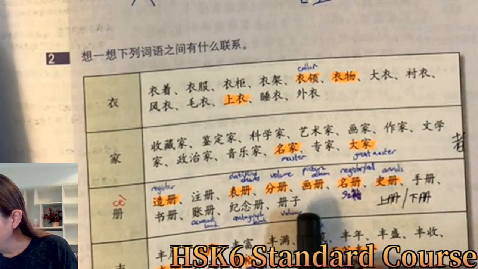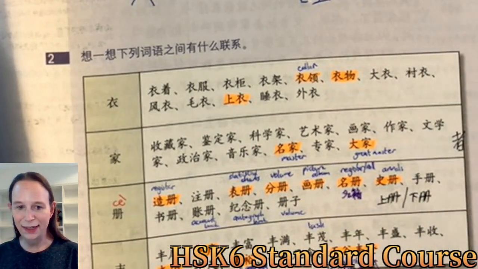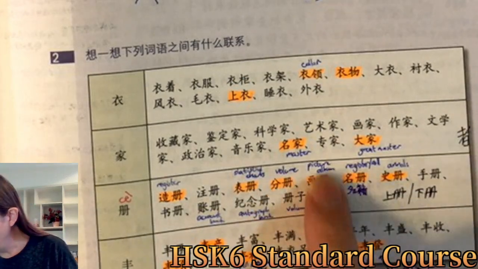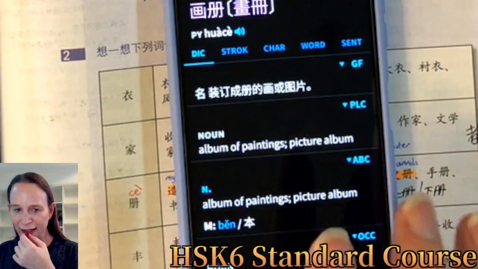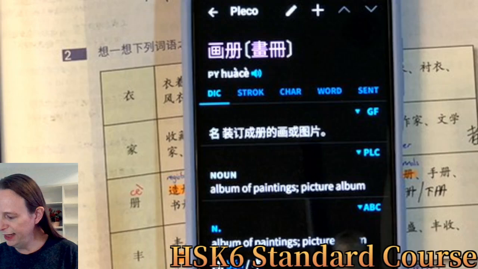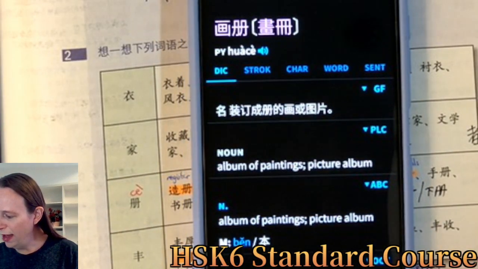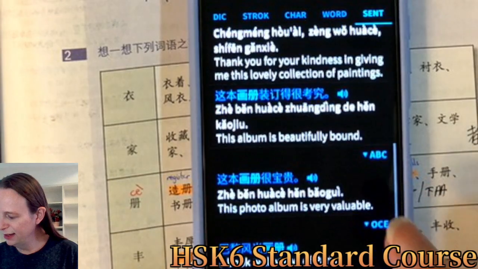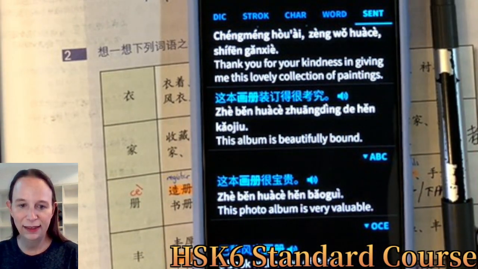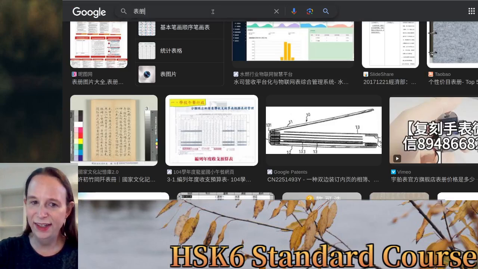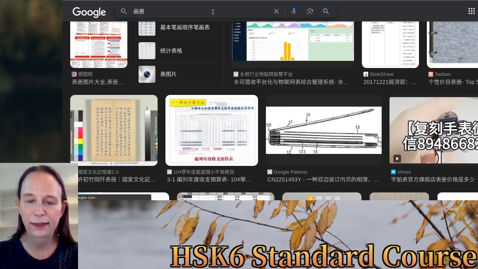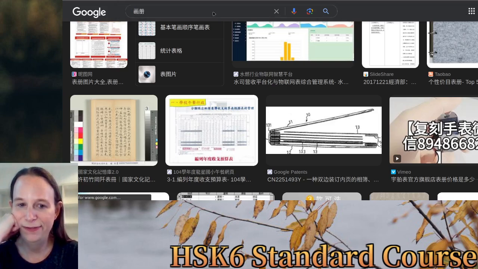All right. Next. 画册. Picture album. Yeah, maybe I have encountered this. 装订成册的画和图片 picture album. All right. Like a photo album? No, picture album. So you have all your sketches in there or something. 画册. Or is it a book of sketches? Like you buy a picture album and inside there's all art, something like that maybe?